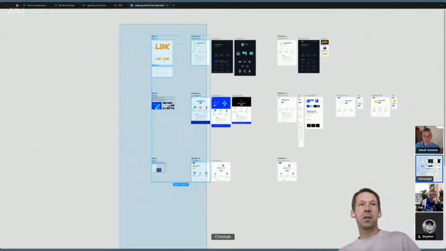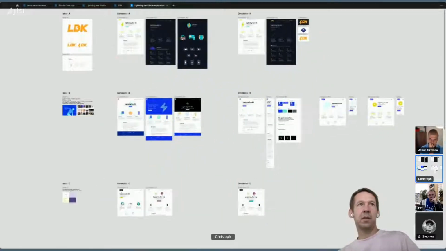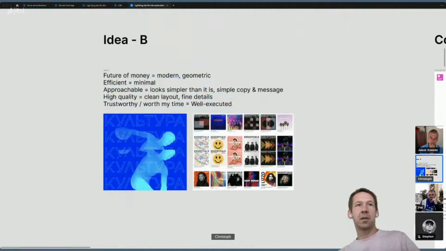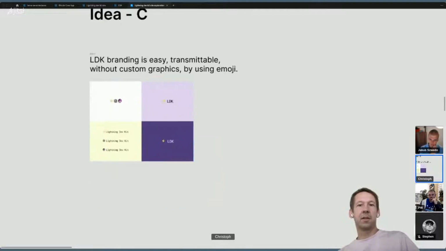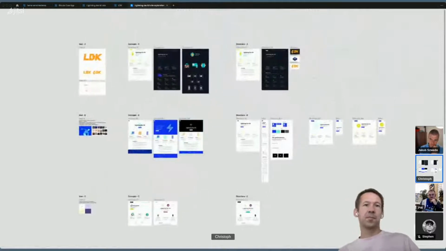It starts very loose with ideas, concepts, directions, and then you pick one and you just go for it. And for each one, you can throw words at it: efficient, approachable, transmittable, playful. So something like that, I think, is helpful.